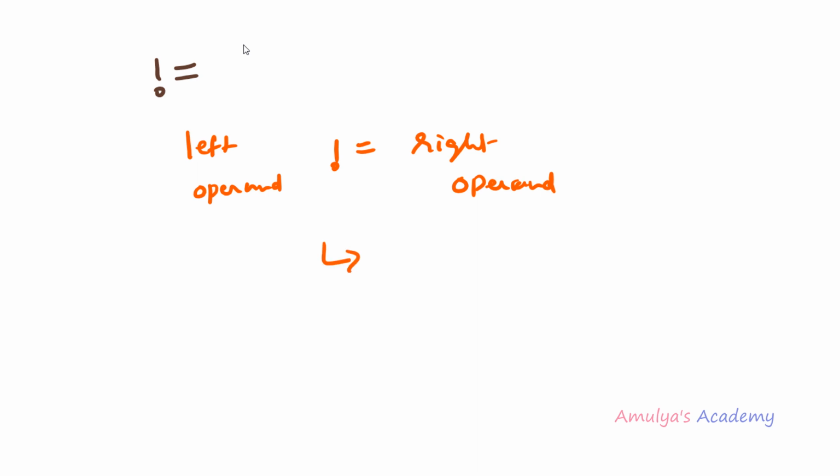So the next relational operator is not equal. So not symbol, equal. If you use this, not equal. So this not equal operator also checks whether the operands are equal or not. It also takes left operand, the operator, and right operand. But here if the left operand is not equal to right operand, that means this condition becomes true, so it will return 1. If the left operand is equal to right operand, that means this condition becomes false, so it will return 0. So this is the opposite of the equal to operator.